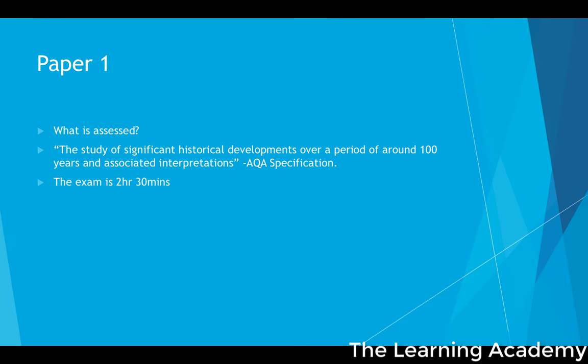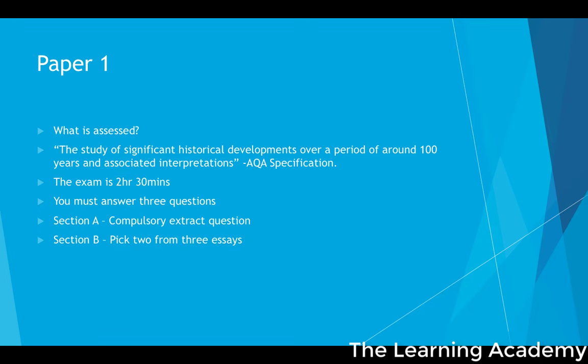The exam is 2.5 hours long for A level, and you must answer 3 questions. Section A will be a compulsory extract question. You only have 1 choice. You have to do that 1 extract question that is given there. In Section B, you pick 2 of 3 essays, okay? And the exam is worth 40% of your final grade.